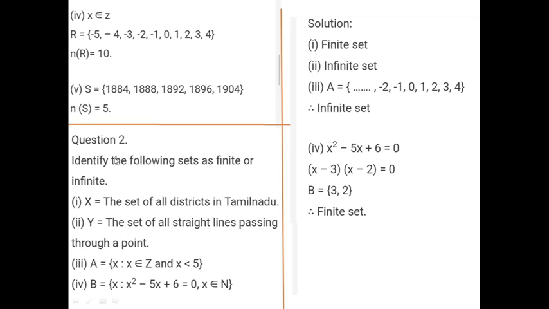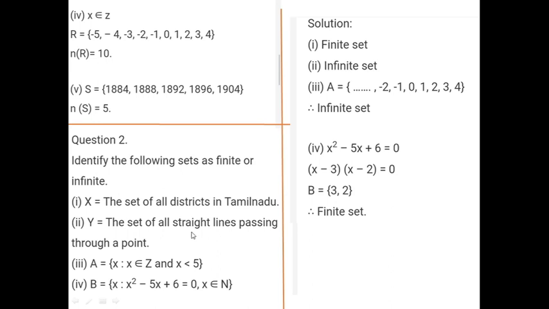Second, question number 2. Identify the following sets as finite or infinite. What is a finite set? If it has a finite number of elements, that is, a countable number of elements, I say it is a finite set. If the elements are uncountable, it is an infinite set. First sum, X is equal to the set of all districts in Tamil Nadu. The number of districts in Tamil Nadu exists already. It's a finite set. It is countable. So it's a finite set.